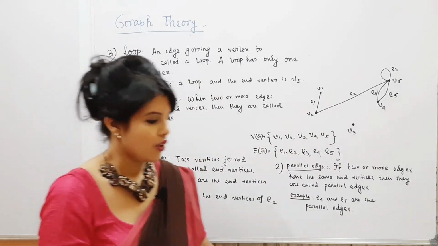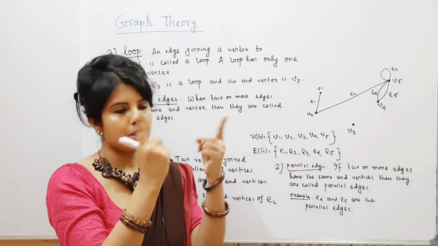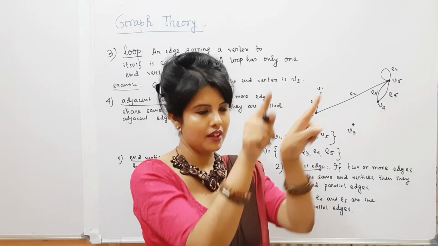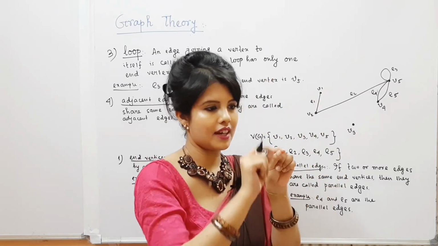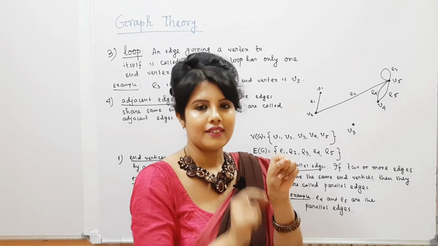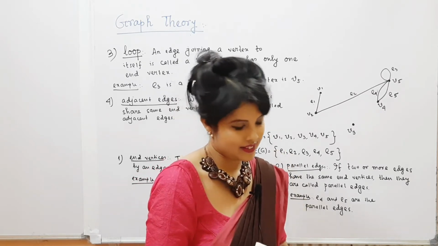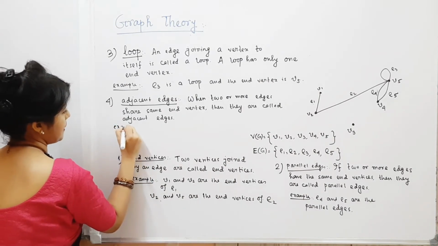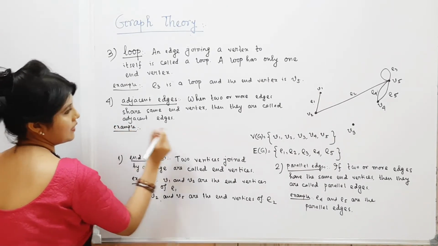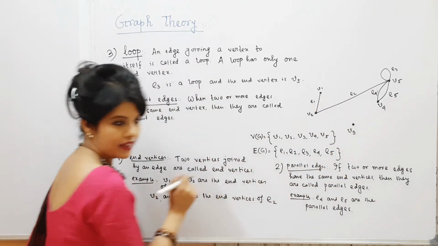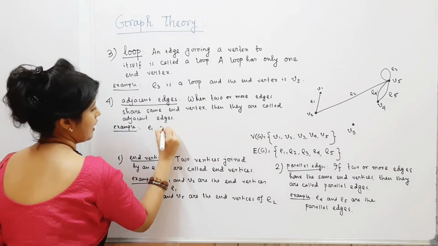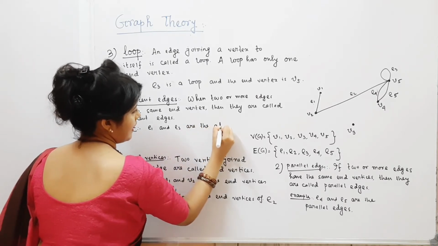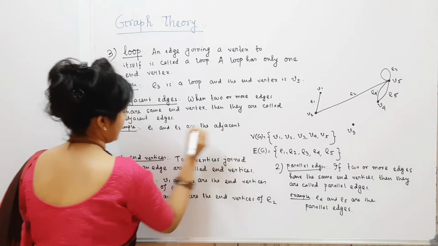Okay, so whenever three or more edges have the same end vertex, okay, same end vertex, the edges started from a same end vertex, then they are all called the adjacent edges. So according to this graph, as for example, E1 and E2 are the adjacent edges. So E1 and E2 are the adjacent edges.